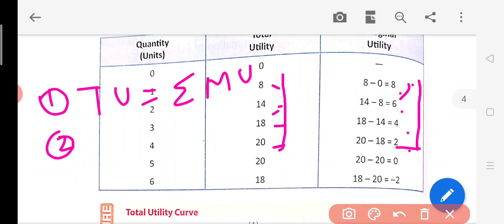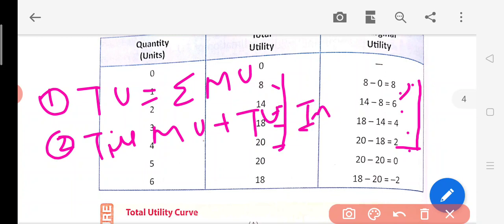So here you can say the second relationship: till MU is positive, total utility increases.